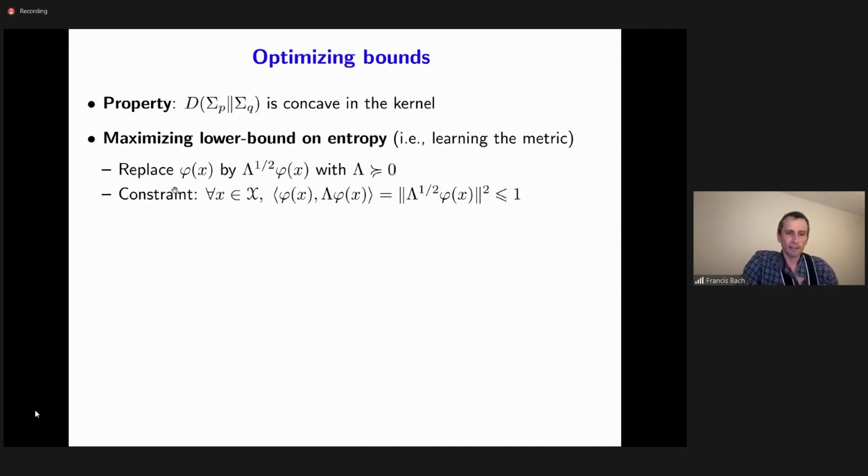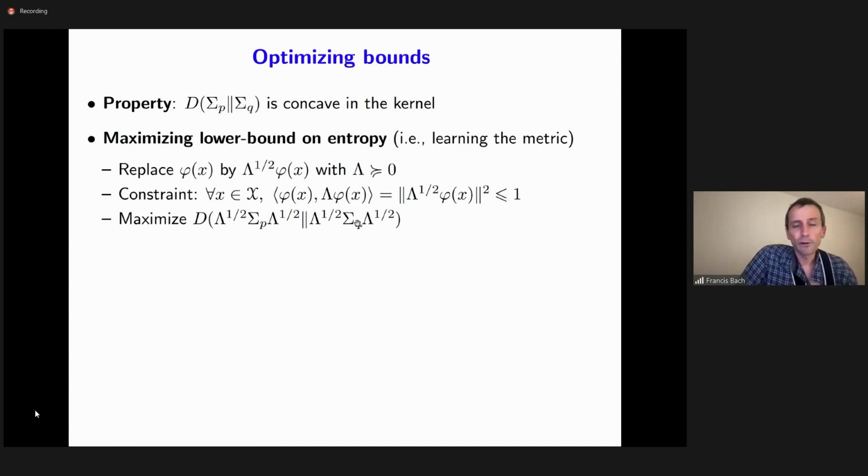For example, if you have some known features phi of x, you can try to rescale the features with a PSD matrix. Now the kernel is a linear parameterization, phi of x transpose lambda phi of x. You need to check that this kernel is still bounded, but it's still a linear constraint in lambda. And you can maximize that quantity in lambda. And this one is convex in lambda. It's not trivial to me, but it is convex in lambda.